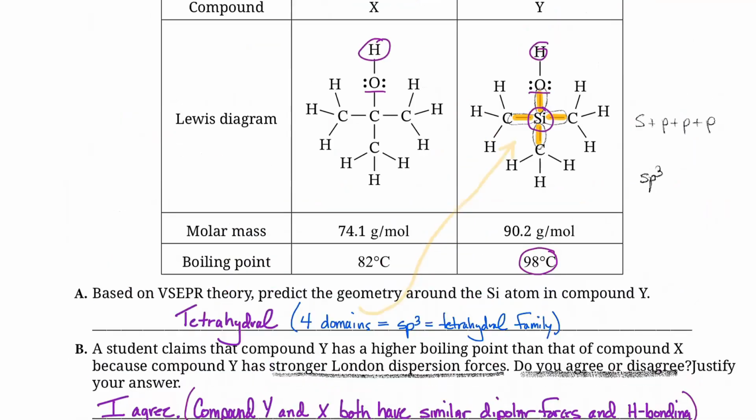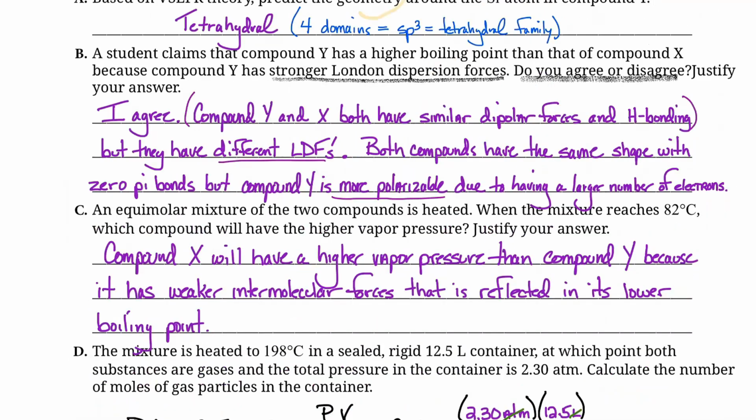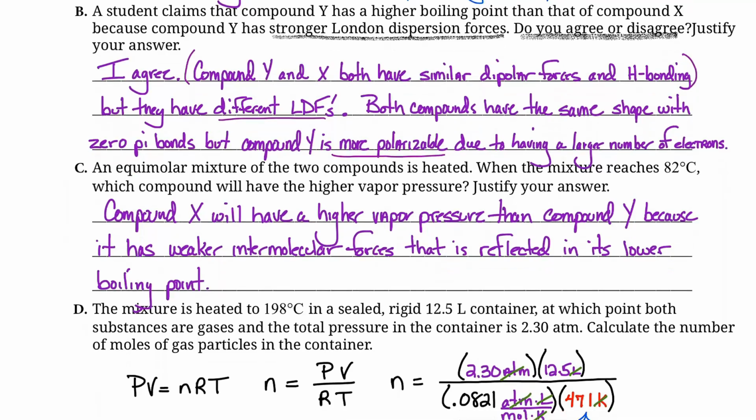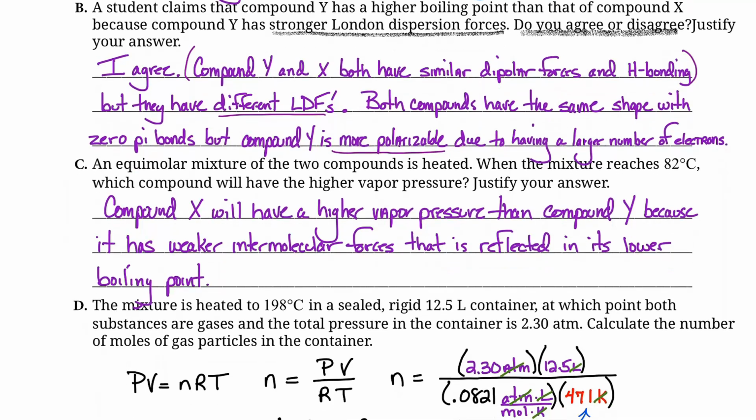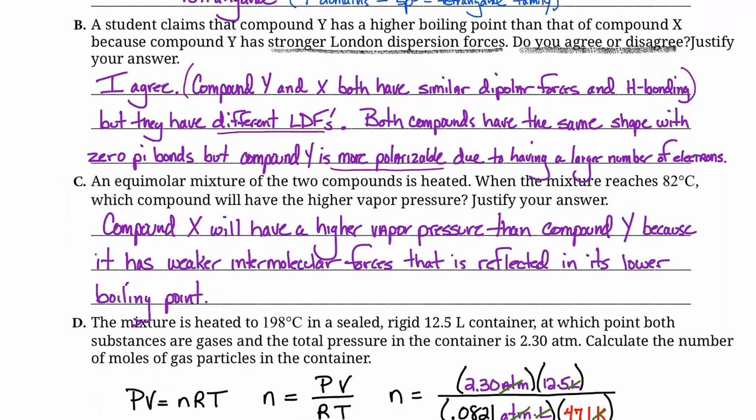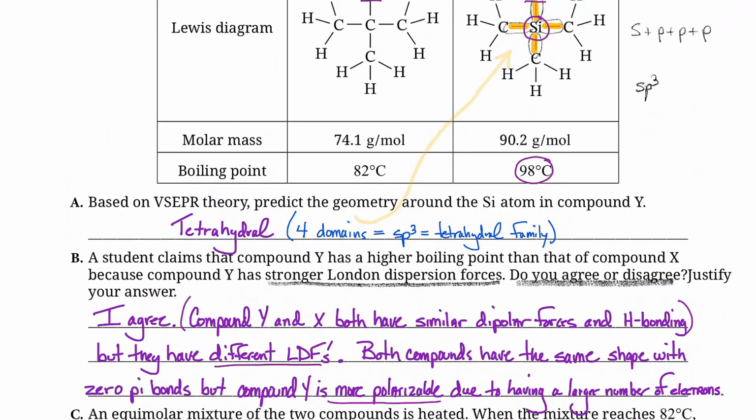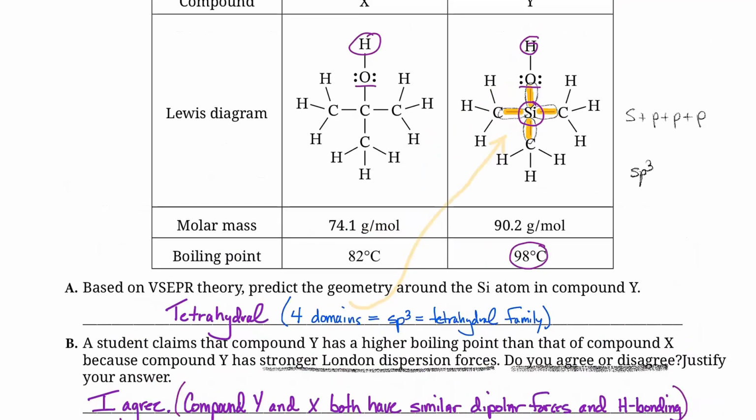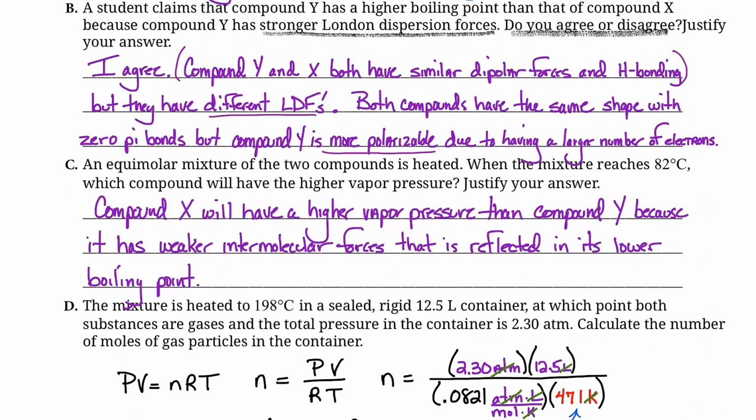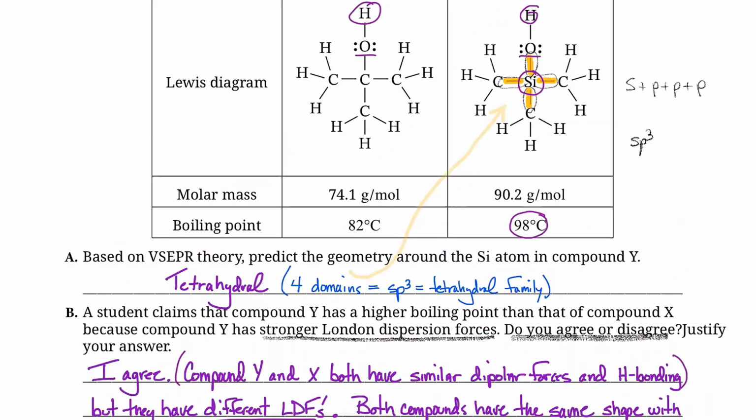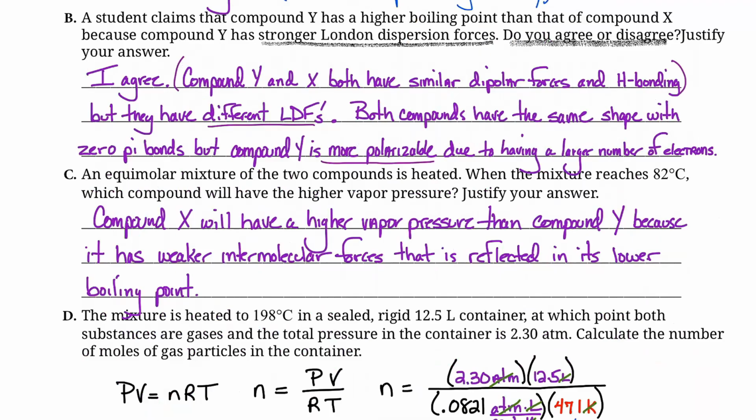What we got here? Question 5. Yeah, we're getting there. All right. So an equimolar mixture of the two compounds is heated. When the mixture reaches 82, which, by the way, is the boiling point of the compound without the silicon, that's compound X. Let's put that in order. Yep. Okay. Which compound will have a higher vapor pressure?